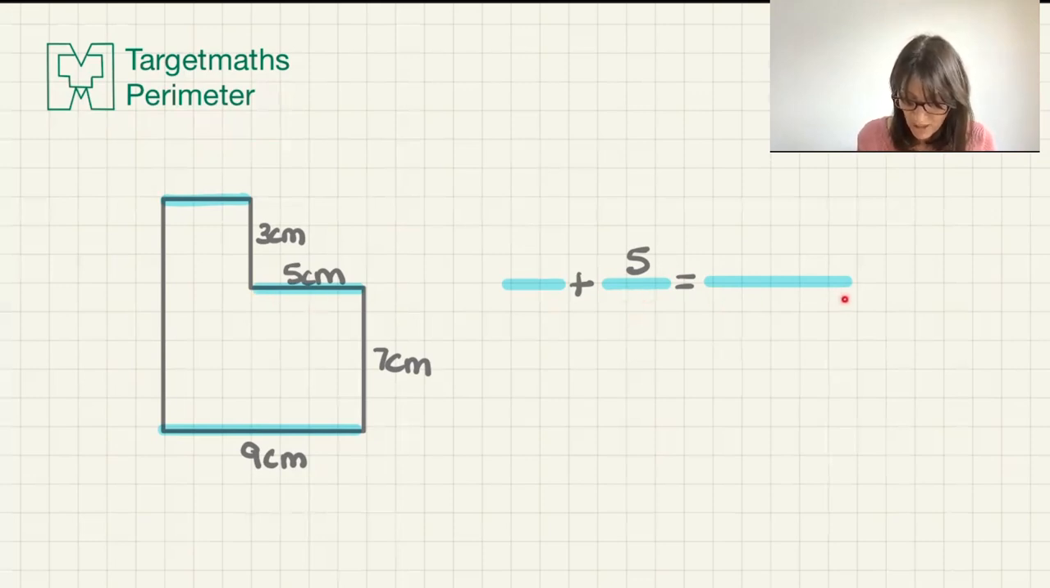So that is my long line, and my long line has the number 9 on it. Now all I need to do is think something plus 5 equals 9. 4 plus 5 equals 9. So that's going to be 4. And for some students, that really massively helps.